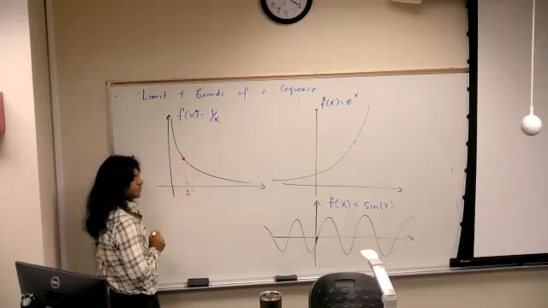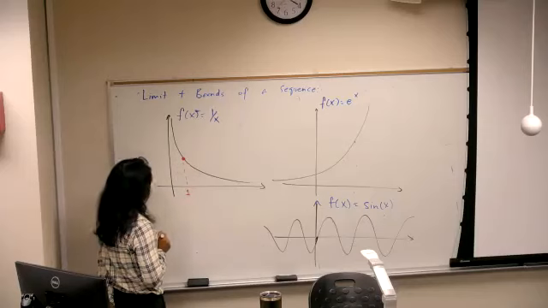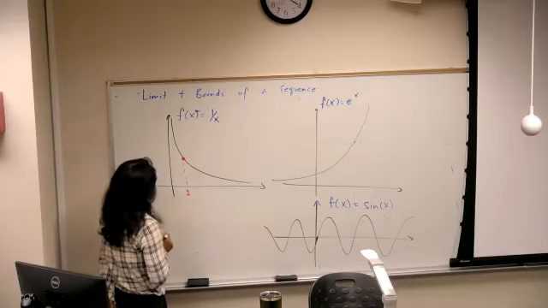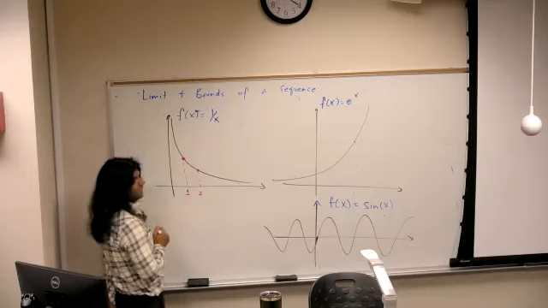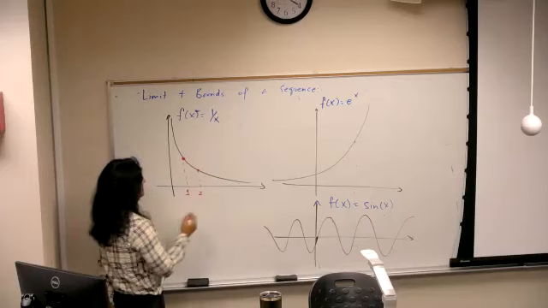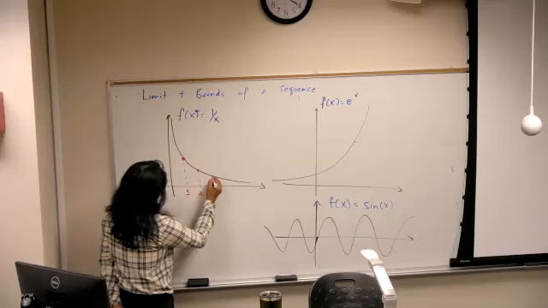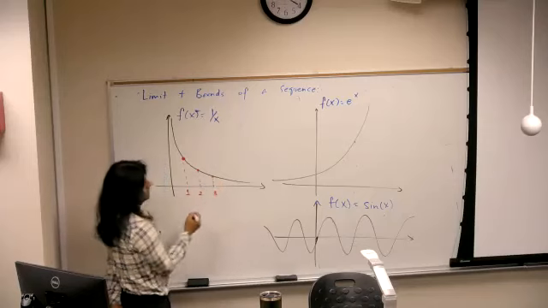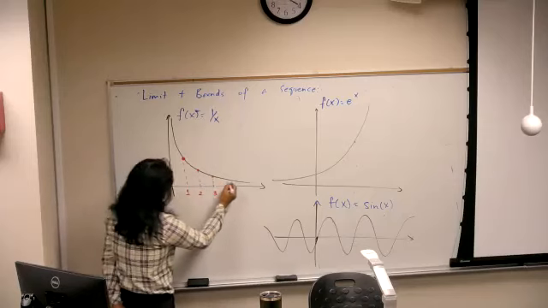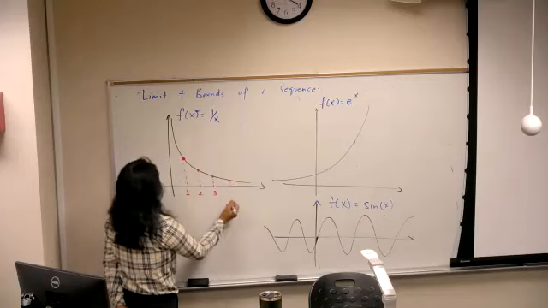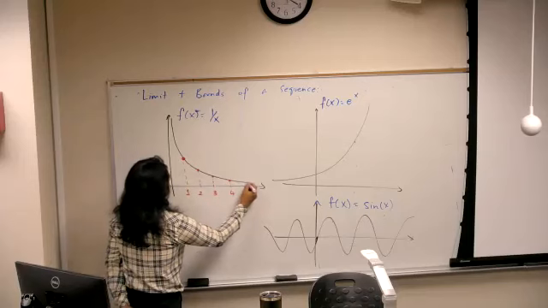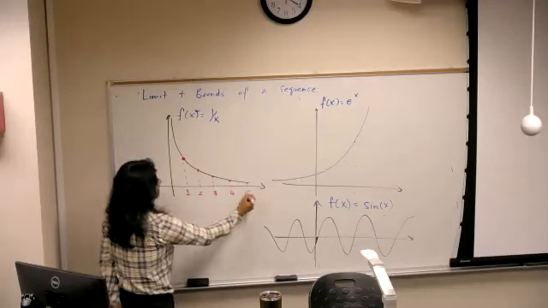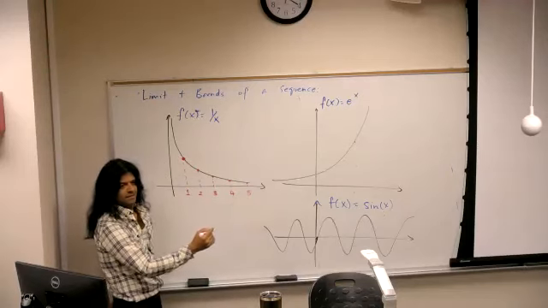When x is equal to 2, what would the value of the function be? 1/2. When x is equal to 3, 1/3. X is equal to 4. X is equal to 5. You get the point.